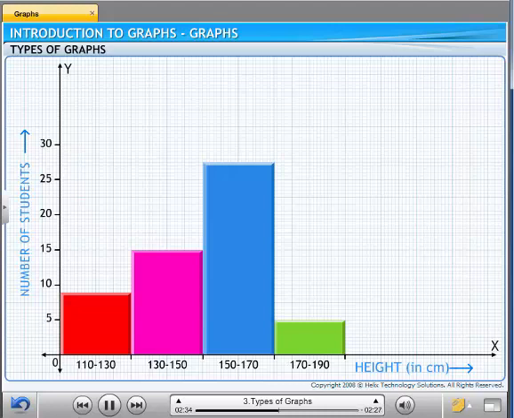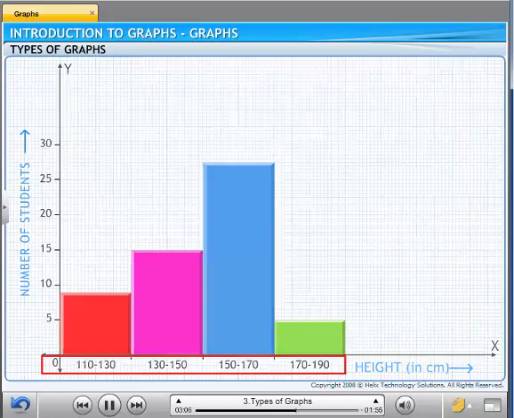Let's look at a slightly different type of graph called a histogram. The histogram on the screen shows the distribution of students of different heights in a class. Each bar represents an interval, a range of heights rather than a particular height. Notice that the bars in the histogram touch each other because there are no gaps between the intervals. A histogram is therefore useful for showing distribution of data over intervals.